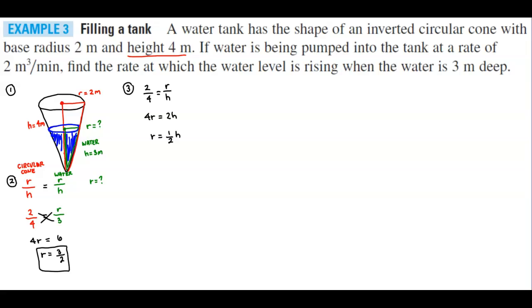Now we're going to take the derivative of R and H with respect to t. If we take the derivative of R with respect to t, we get dR over dt. And if we take the derivative of H with respect to t, then we get 1/2 times dH over dt.